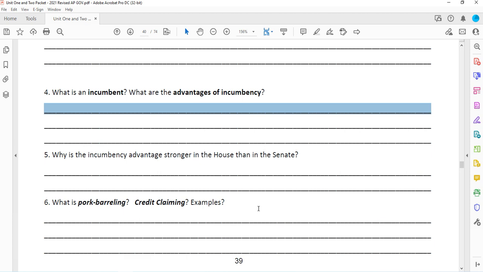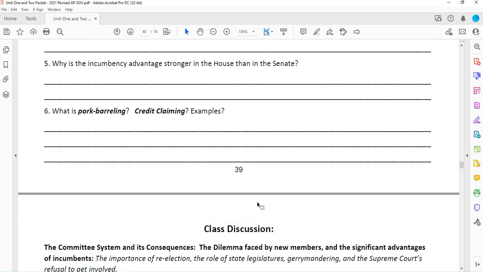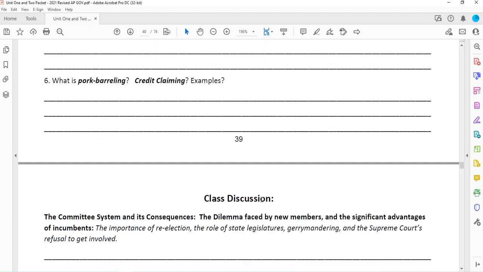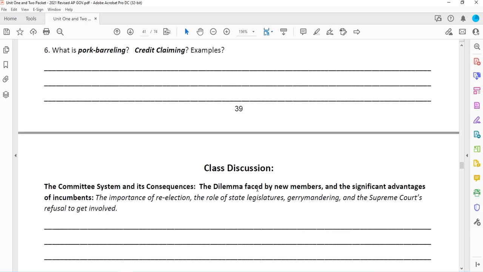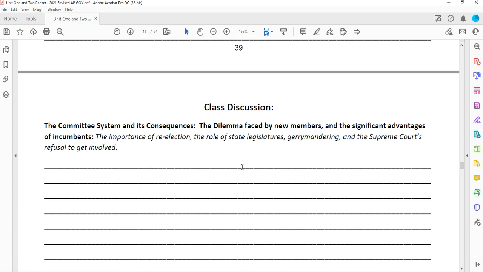So in other words, when a politician says, look what I built you guys with federal money, and keep in mind when it's federal money, the state of Texas is not paying for it. And of course, we like that here in the state of Texas. Okay, so we're going to have a little discussion. Well, we'll call it a discussion. I'm going to speak to you about this dilemma faced by new members of Congress and the advantages of incumbents and the importance of re-election.